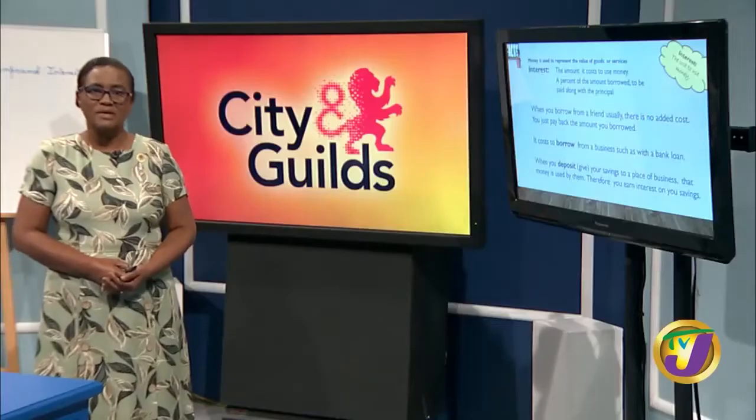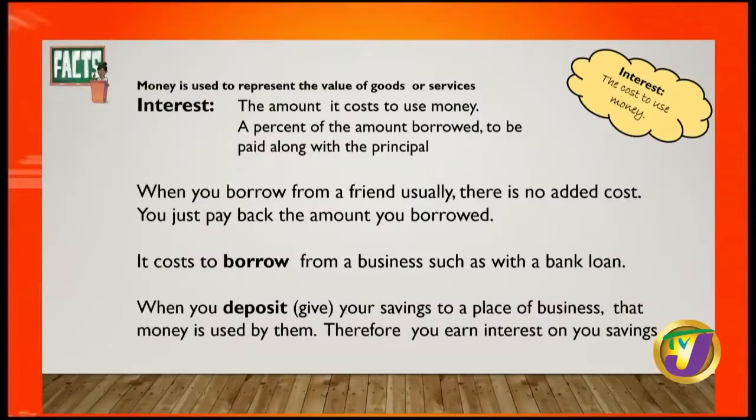When you borrow from your friends, usually there's nothing added. You just pay back the amount you borrowed. However, if you borrow from a business, for example, like a bank loan, you will have to pay some money on that. That's called the interest. Or if you deposit your money in a bank for savings, then you can also earn money on that, and that would be interest as well.